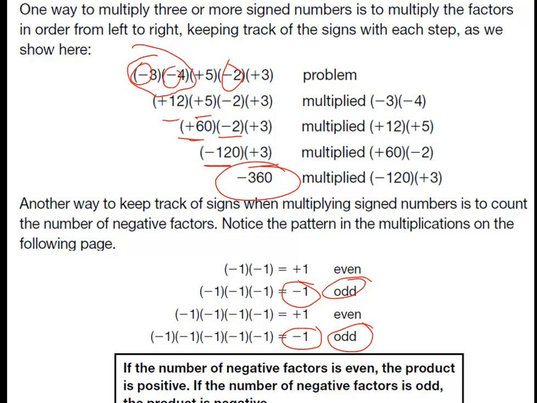So if the number of negative factors is even, then the product's going to be positive, right? 2 negatives make a positive. And if the number of negative factors is odd, then the product is going to be negative. So 1 negative, 1 positive, that's only 1 negative. That's an odd number, so that makes it negative. If you had negative times a positive times a negative, what would your answer be? It would be positive because you have two negative signs, which makes it even. All right, so get the idea?